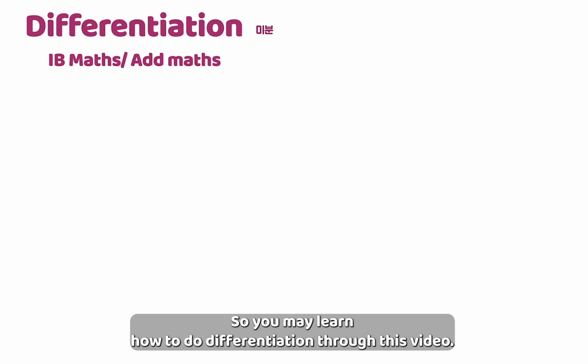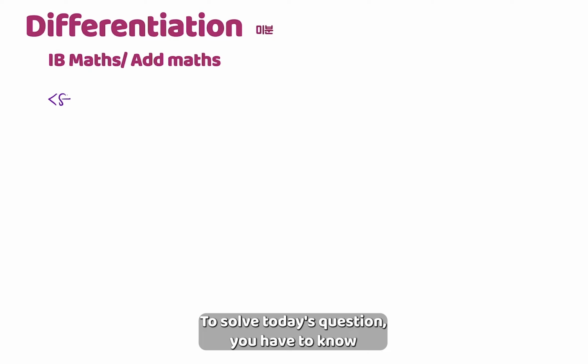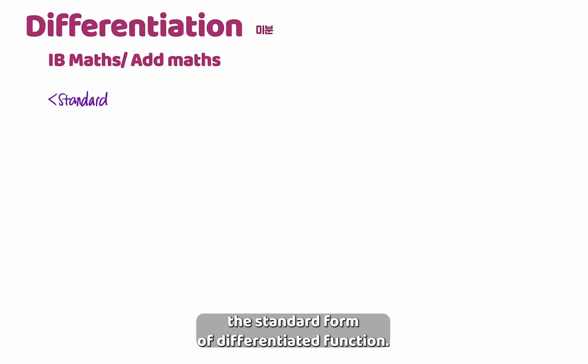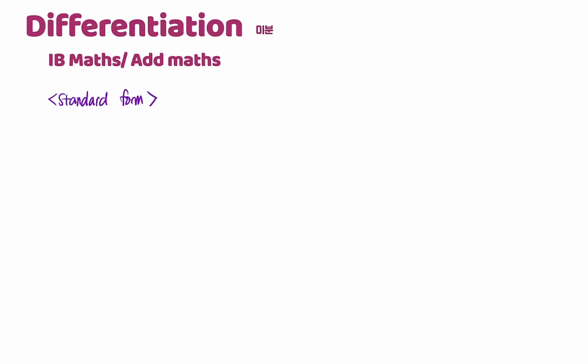differentiation through this video. To solve today's question, you have to know the standard form of differentiated function. We are now going to let y equals ax to the power of n for the standard form when a and n is any real number. By differentiating this function, you can get dy dx, while dy dx means differentiated function.